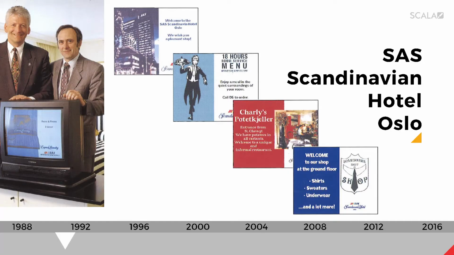If we look at one early example, this is a hotel information channel from 1991, I believe, in the SAS Scandinavian Hotel in Oslo, with a number of different screens. The hotel obviously wanted to be able to communicate with their customers. They have something like 500 rooms, and the hardware infrastructure was largely in place, with the TVs already bought or leased.